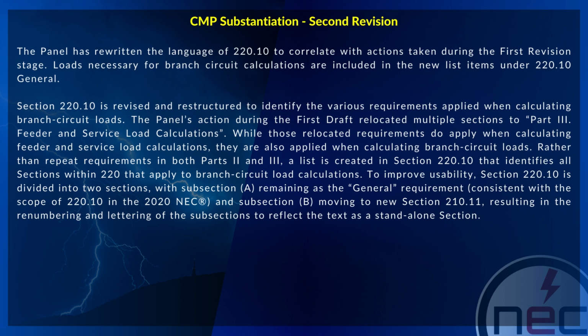To improve usability, Section 220.10 is divided into two sections, with subsection A remaining as the general requirement, consistent with the scope of 220.10 in the 2020 National Electrical Code, and subsection B moving to new Section 210.11, resulting in the renumbering and lettering of the subsections to reflect the text as a standalone section.